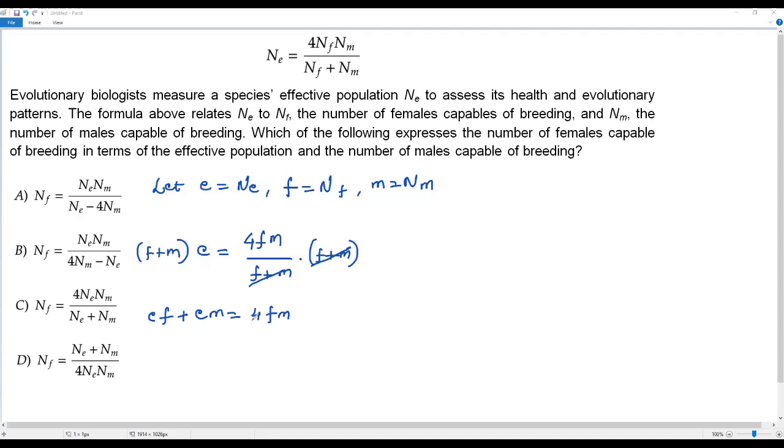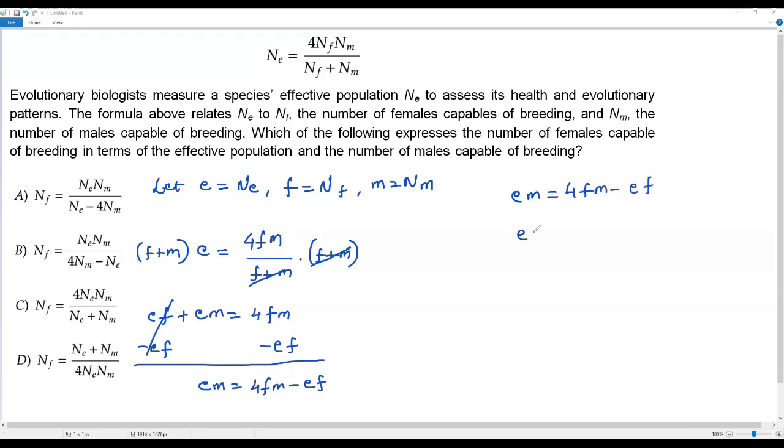Since my aim is to solve for F, I have to get the terms which contain F on one side of the equation. But here, a term containing F is on the left side, and a term containing F is on the right side. So let me get rid of this term on the left side. For that, I subtract EF from both sides. When I do so, the positive EF and negative EF cancel out. I'm getting EM equals 4FM minus EF. Let me write the same equation over here: EM equals 4FM minus EF.